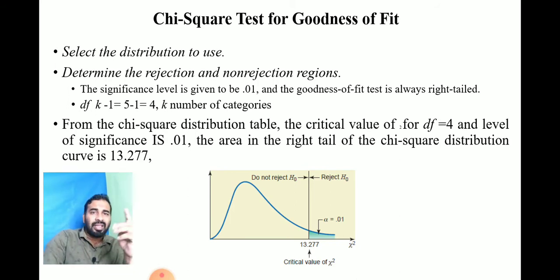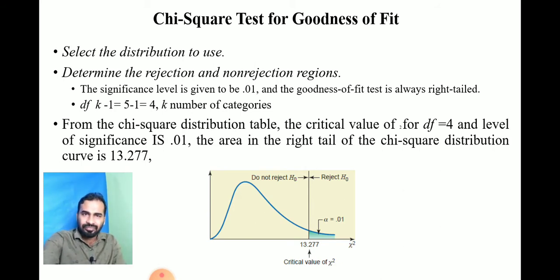The rest of the part will be the critical rejection region, and inside, 0 to 13.277 will be the acceptance region. So the acceptance region is 0 to 13.277 and the rejection region is beyond 13.277. If we get a value beyond 13.277, then we have to reject the null hypothesis, and if it is below 13.277 or equal to 13.277, then we accept our null hypothesis.